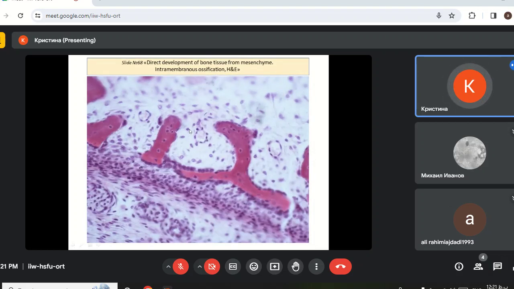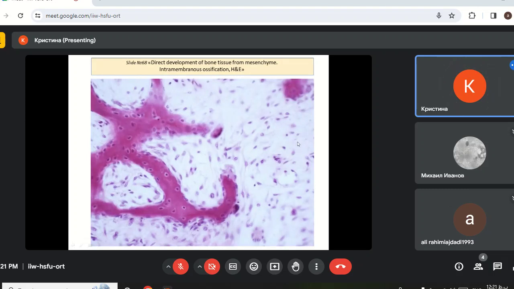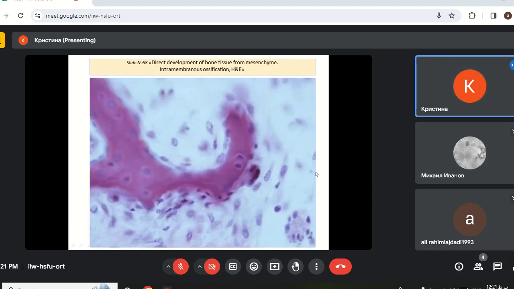The same at high magnification: bone spicules, osteocytes inside, osteoblasts outside, osteoclast, mesenchyme with blood capillaries. The same here, bone spicule, osteocytes in lacunae, osteoblasts at the surface, large osteoclast with several cell nuclei, mesenchyme. Osteoclast with 1, 2, 3, 4, 5 cell nuclei. Osteoblasts cover the bone spicule here.